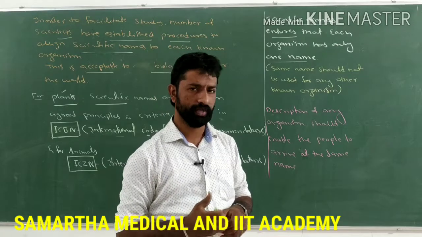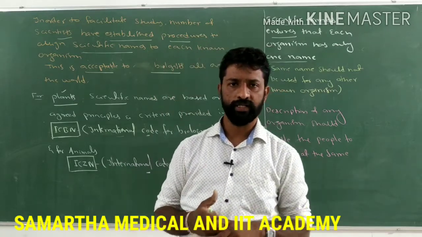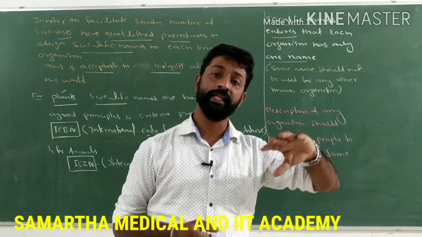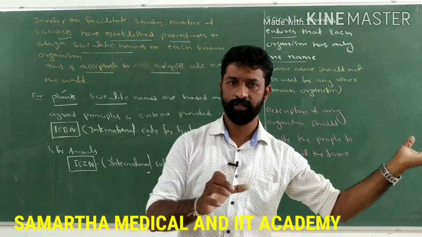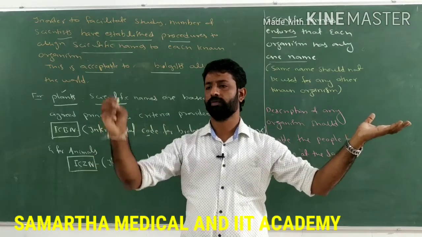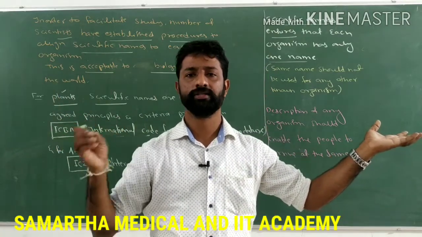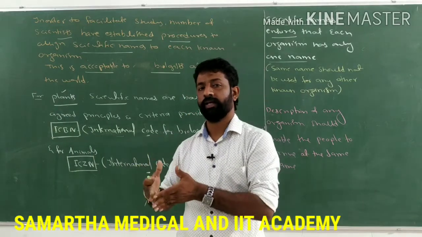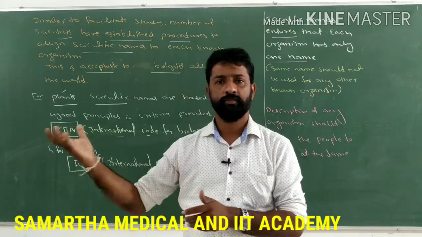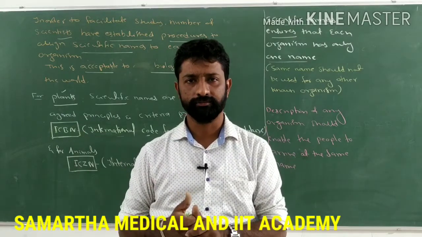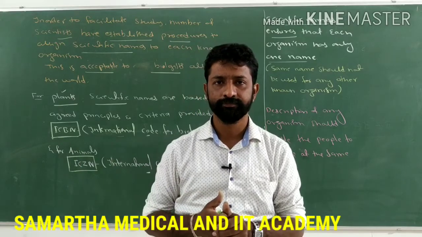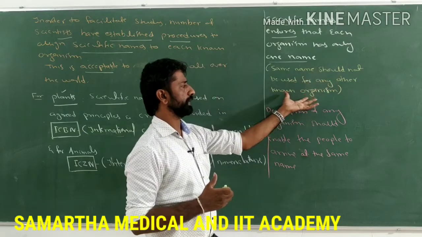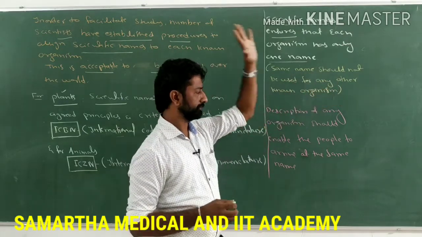Say for example, yesterday we took the example of dog and its scientific name is Canis familiaris. So the same name should not be used for any other animal. Canis familiaris means that is dog only. Wherever you see the dog in the world, it can be identified as Canis familiaris. You cannot call the tiger Canis familiaris. Its name is Panthera tigris. Panthera tigris means tiger. Like that, a scientific name should not be used for any other known organism.